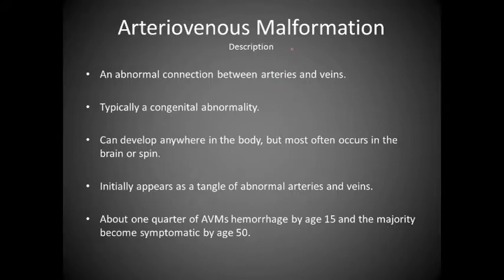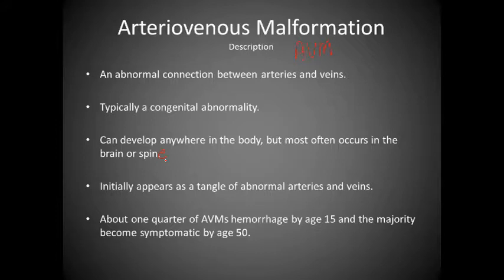So that brings us to an arteriovenous malformation, or an AVM. That's what we're going to typically call them, is an AVM. So what you're going to hear it referred to from probably this point on is an AVM. It is an abnormal connection between arteries and veins, and it's typically a congenital abnormality. It can develop anywhere in the body, but most often occurs in the brain or in the spine.